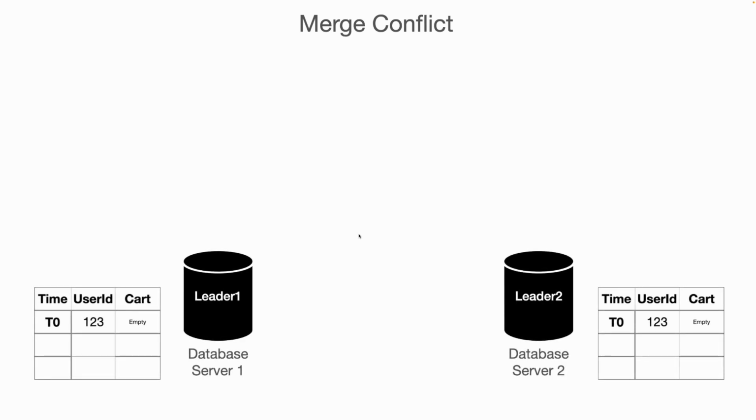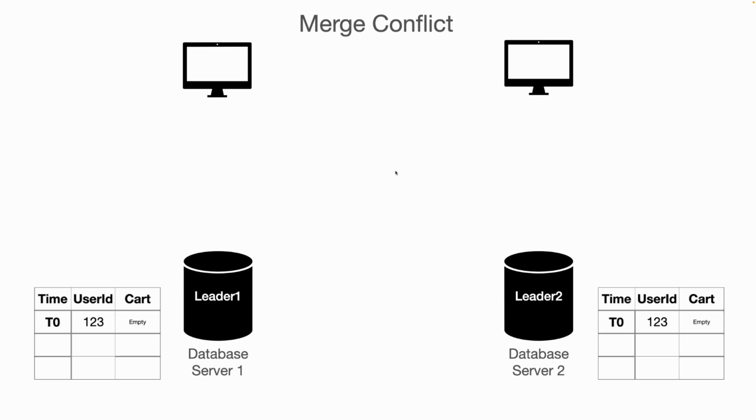Now next is the merge conflict. In the same example, we are using two leaders, leader 1 and leader 2. Here we have taken an example of a user cart. Initially, for this user ID at time t0, this cart is empty.